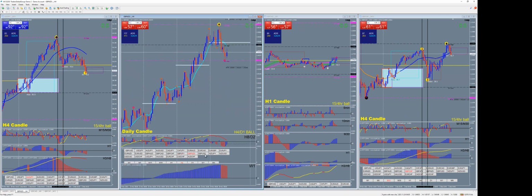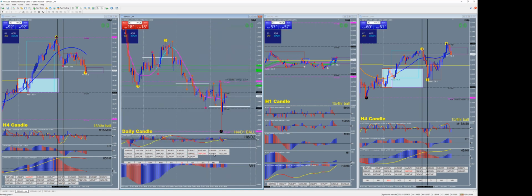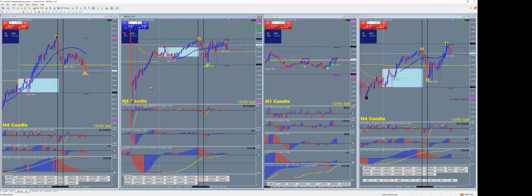Pound New Zealand, long. Pound dollar, looks like it wants to go long. That's a 3-ball. With the 15, what we're doing on the 15, like we said, was still going long. So this is the last yellow ball on the pound dollar.